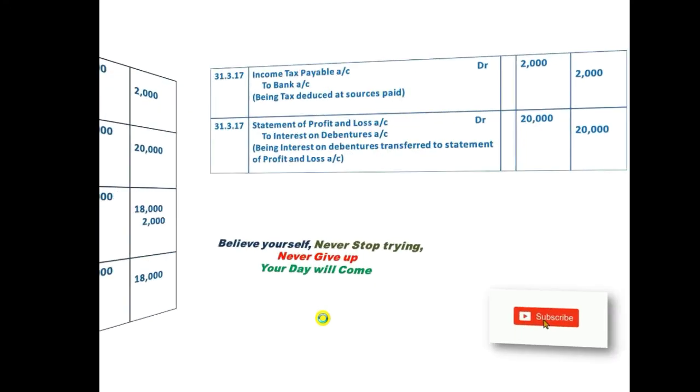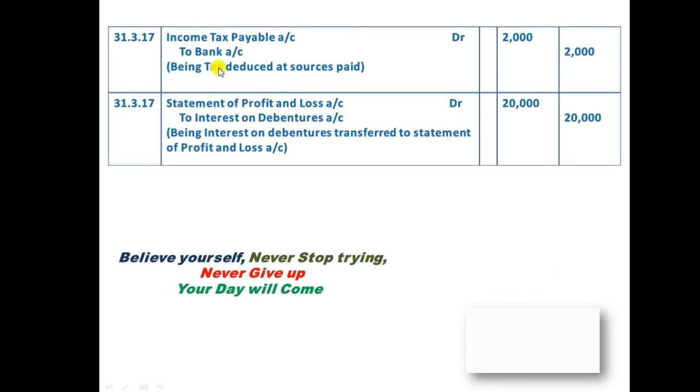Then after paying interest on debenture, the company will pay the tax to the government as TDS. 31/3/2017, income tax payable account debit 2,000 to bank account 2,000. This is paying TDS to the government, being tax deducted at source paid. Here also the bank balance decreases. We know well that when the bank balance decreases we need to credit it, and the income tax authority is a receiver of 2,000 rupees, so we need to debit the income tax payable.